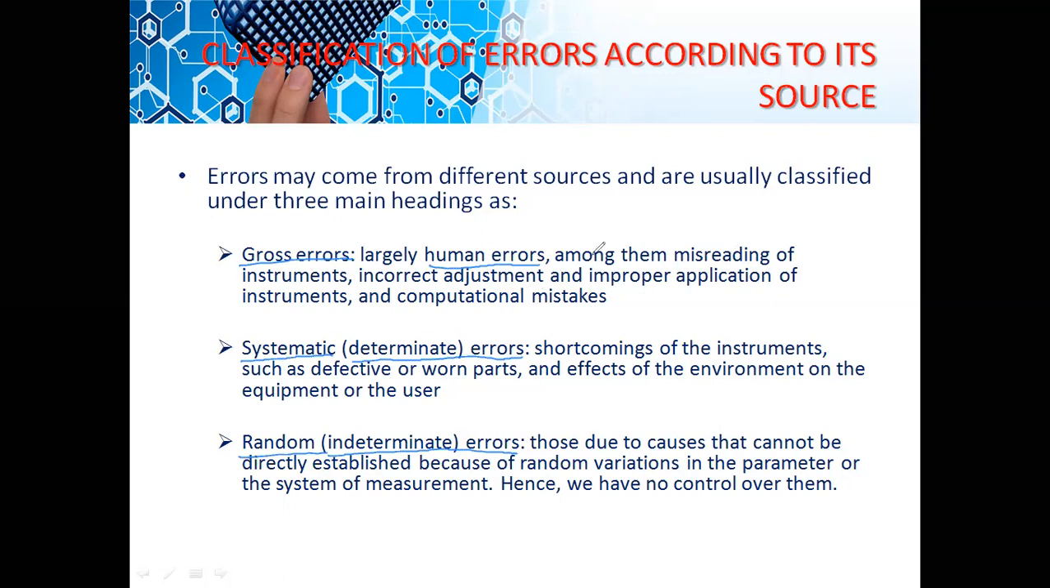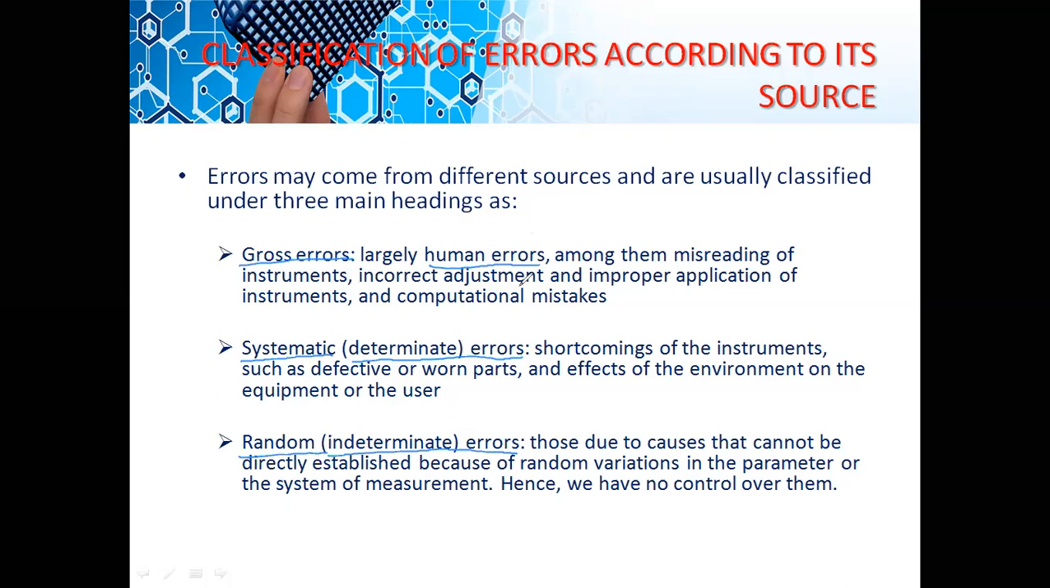So, misreading of instrument. Suppose the reading is showing 2 value, but because of parallel error, the reader is reading it as say 1.8. So that 0.2 comes under error, and it is the error because of human who is unable to read it properly without parallel error. So those kind of errors come under gross error.